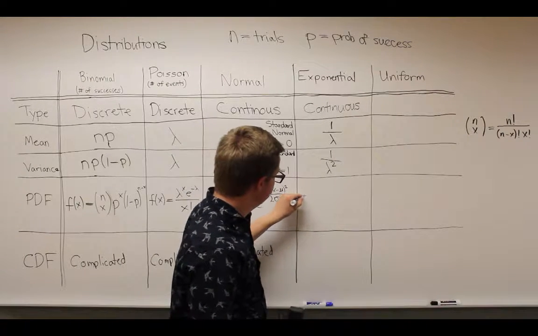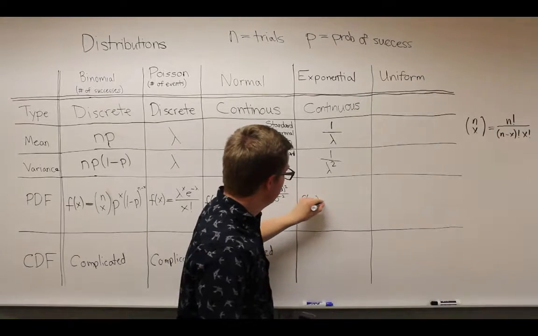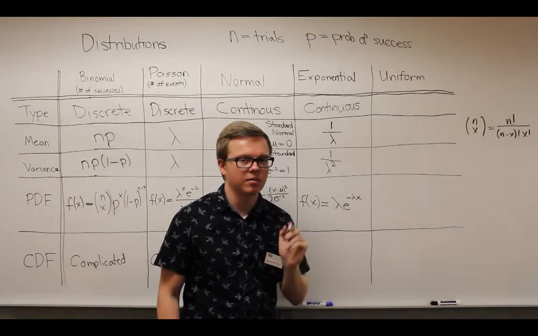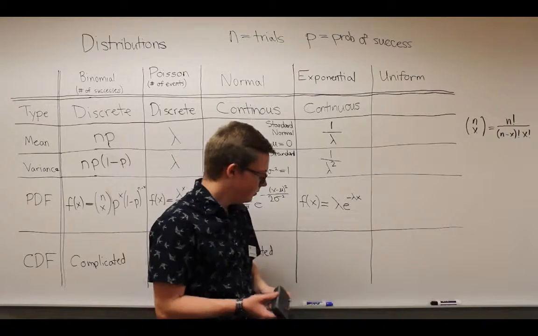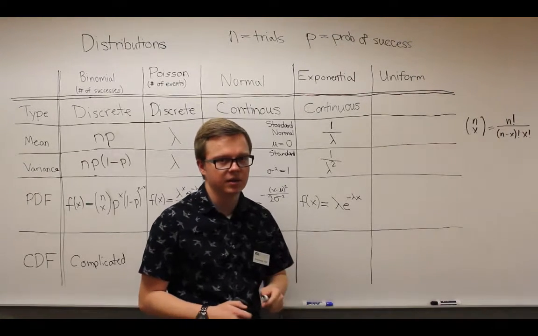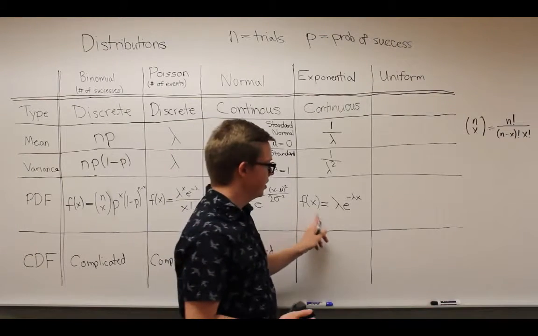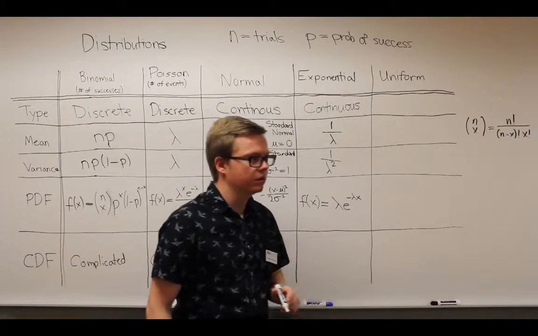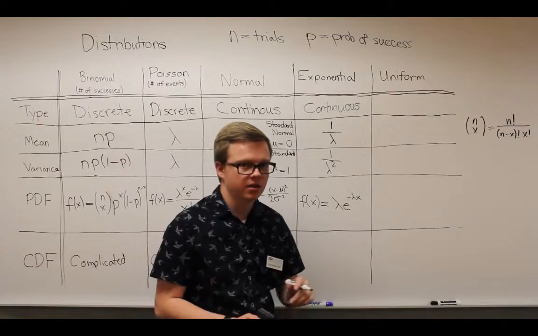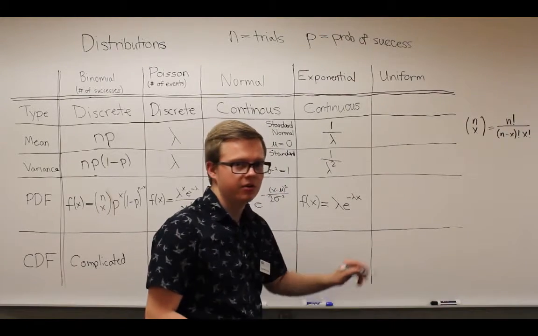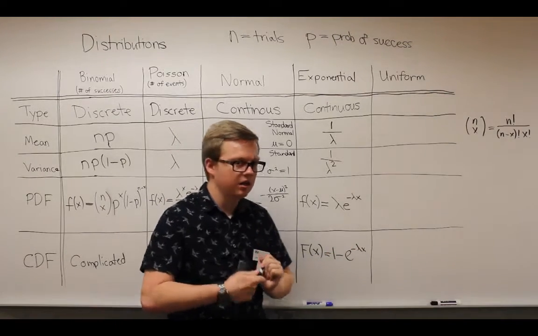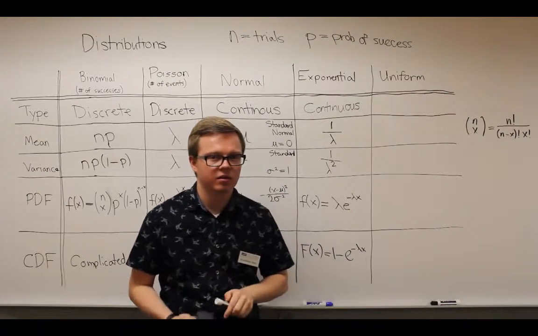And then the probability density function is given by lambda times e to the minus lambda x. So if you want to know how dense the exponential distribution function is at a certain value of x, this is what you'd use. Now, usually what's more of practical use for the exponential distribution is the CDF. So here it is, the moment you've all been waiting for. 1 minus e to the negative lambda x, and you get this by integrating the PDF.